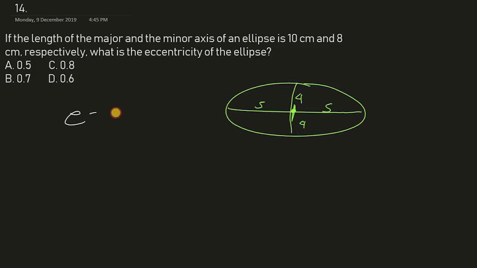Again, eccentricity is equal to c over a. I have the value of a. I know that's 5 because it's the larger one. What's always larger is the a, and what's smaller is the b. So, I need to find now the value of c.